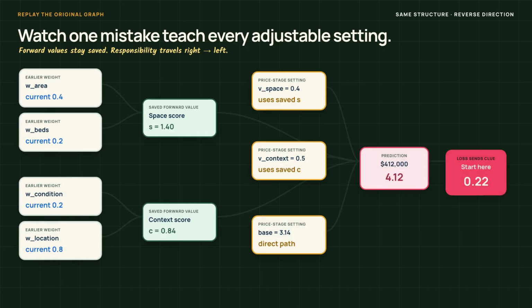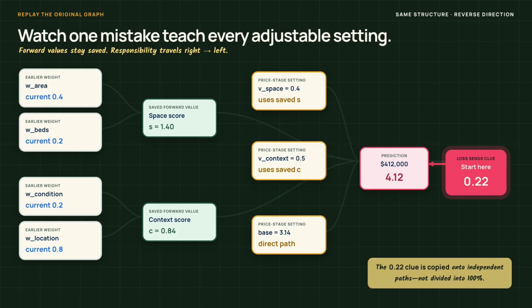Now, return to the graph that produced the prediction. Nothing has moved. We are simply reading the same relationships in reverse. The final loss gives the prediction one clue, 0.22. That clue is copied onto every backward path. It is never divided into a fixed total.